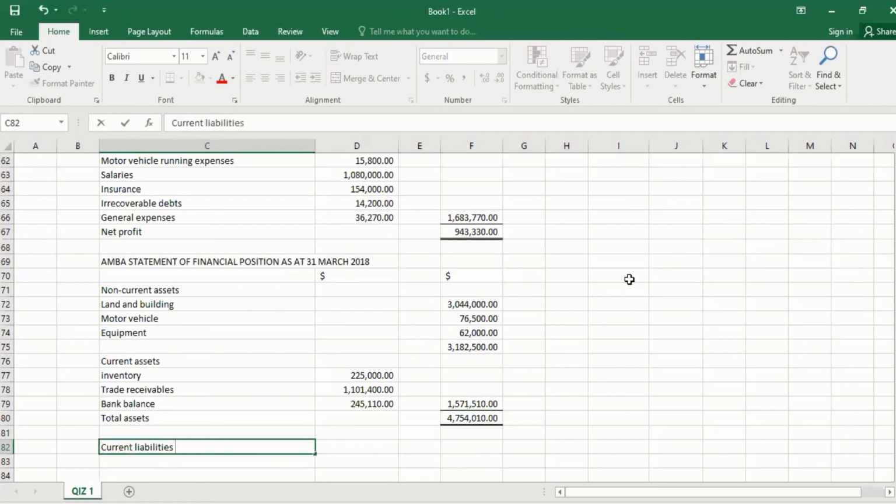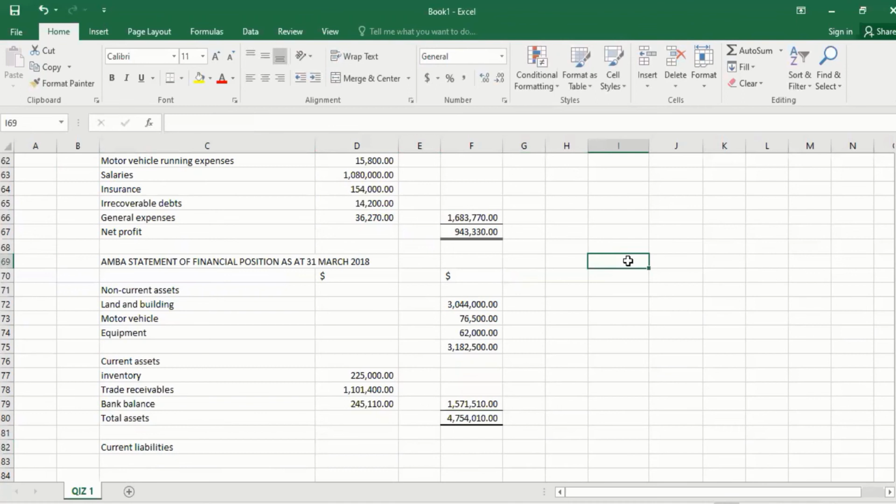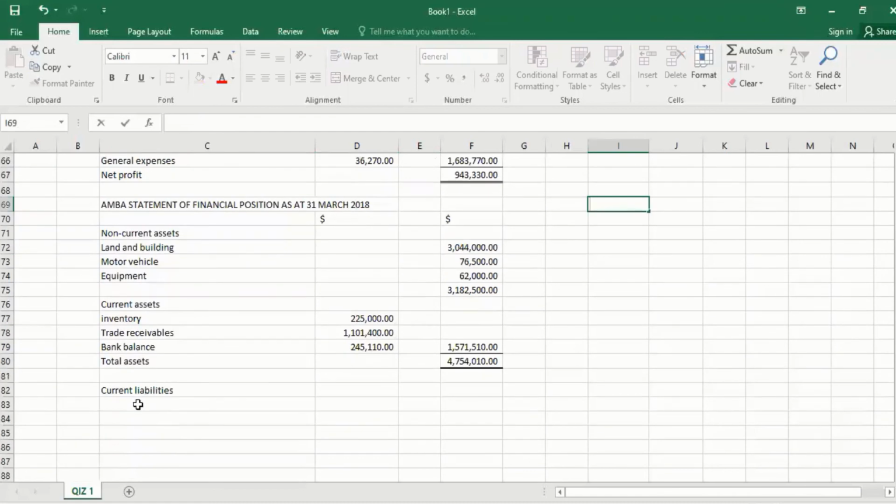Remember, in the accounting equation, we usually say that capital is equal to assets minus liabilities. That is total assets minus total liabilities. But the best way to present it, we get the net assets by deducting the current liabilities.